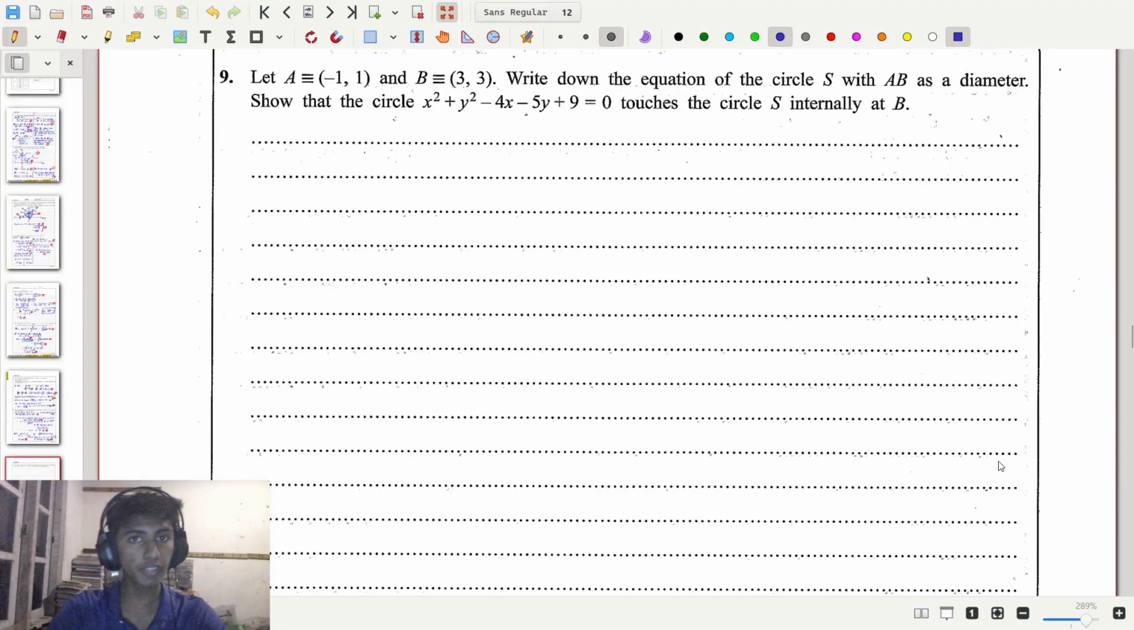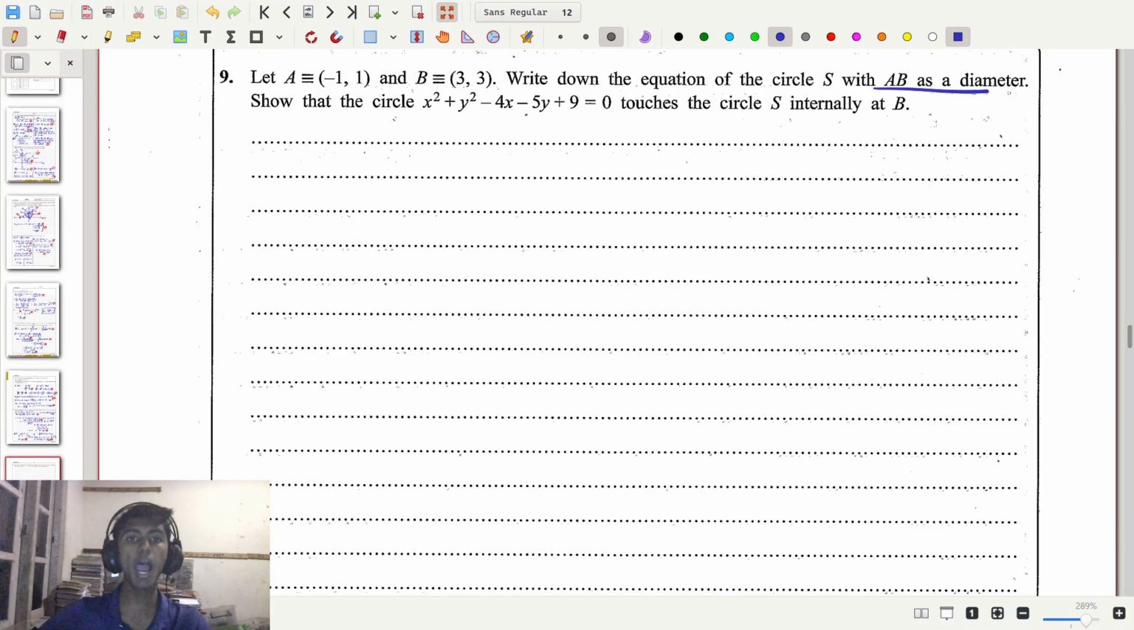2024 A-Level Combined Mathematics Paper 1 Part A question number 9. This is the circle question. The question says, let A be given by the point (-1, 1) and B be given by the point (3, 3). Given this, we are asked to first write down the equation of the circle S with AB as a diameter.